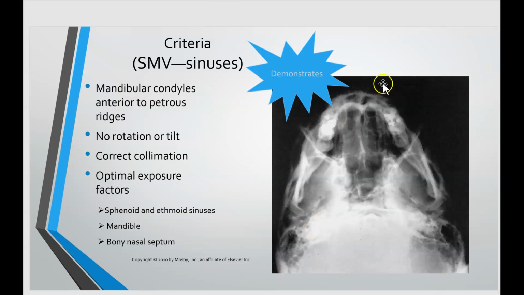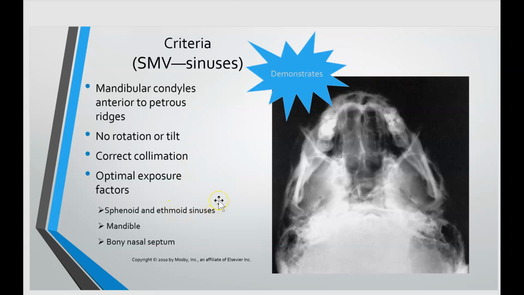And this is what your SMV sinuses are going to look like. Okay, so your mandibular condyles are going to be anterior. So here's your mandibular condyles. They're going to be anterior to your petrous ridges right here. Okay, you want to ensure there's no rotation or tilt. You're correctly collimated. Okay, 1/2 inch above the tip of the nose, which we can't even see here.